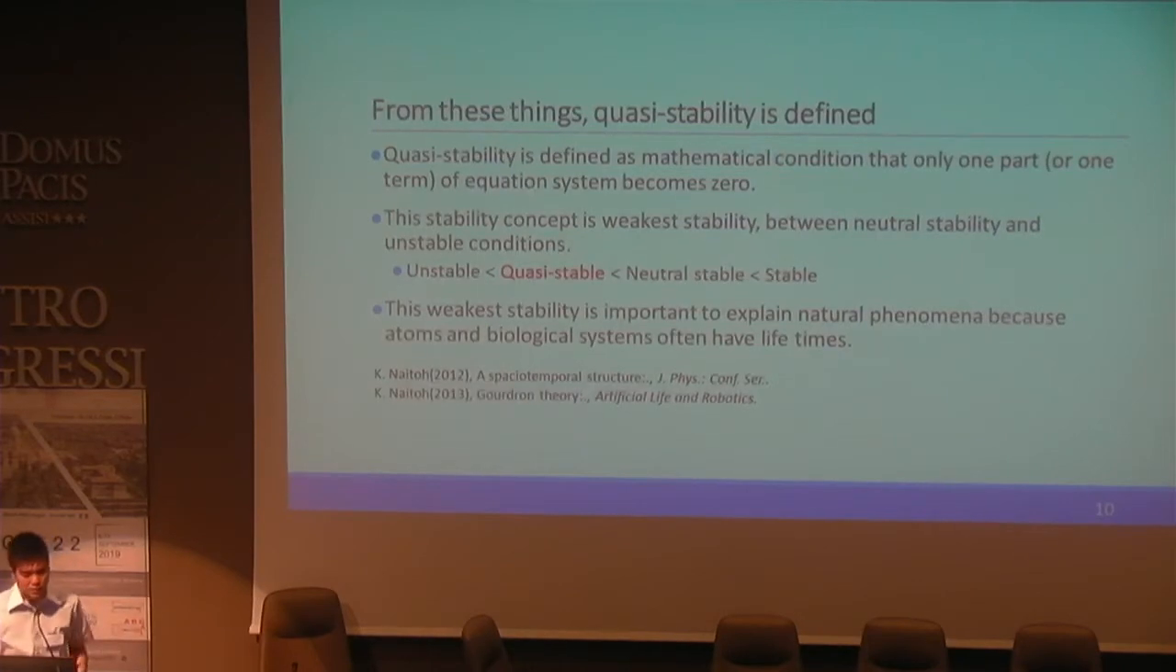From these things, quasi-stability is defined. Quasi-stability is defined as mathematical condition that only one part or one term of equation system becomes 0. This stability concept is weakest stability between neutral stability and unstable conditions. However, this weakest stability is important to explain natural phenomena because the atoms and biological systems often have lifetimes.